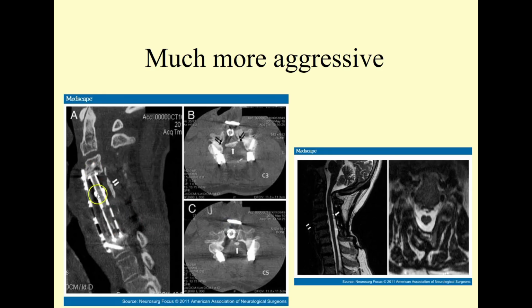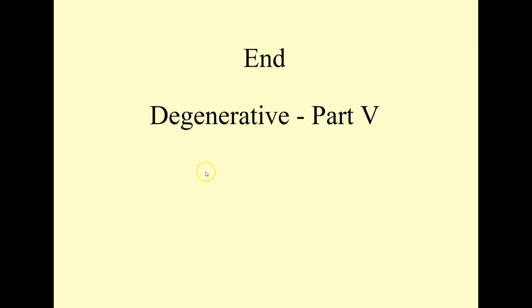Here's some things that have been done in the past. They completely removed several vertebral bodies, put in this artificial spacer and anchored it above and below the spacer. Very aggressive surgery, as you can imagine. This is all the same patient. And that concludes the degenerative section, part 5.